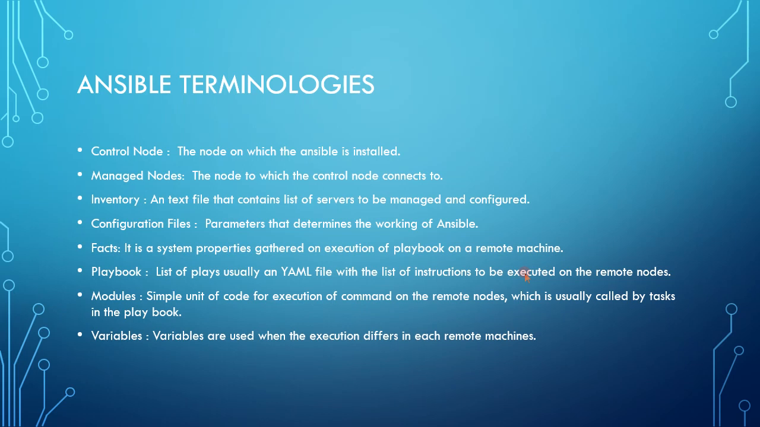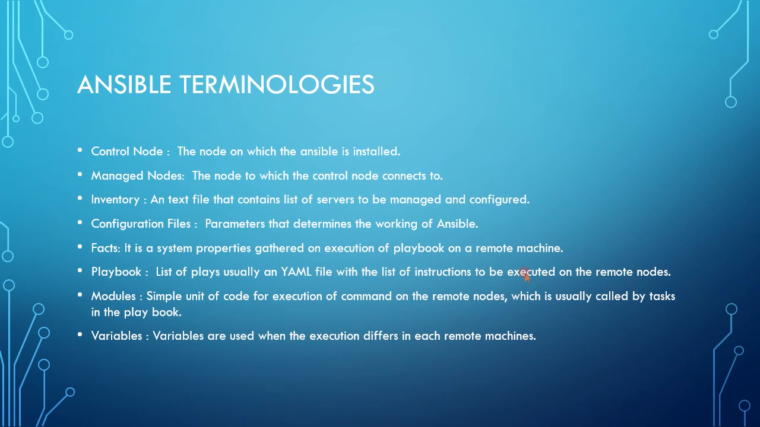Let's dive into Ansible terminologies. Control node: the control node is the node on which Ansible is installed. Managed nodes: the nodes to which the control node is connecting. The managed node does not require Ansible to be installed. Inventory: an inventory is a text file that lists the managed nodes. Configuration files: configuration files hold the parameters that determine the working of Ansible. For example, they specify the location of the inventory on the control node.